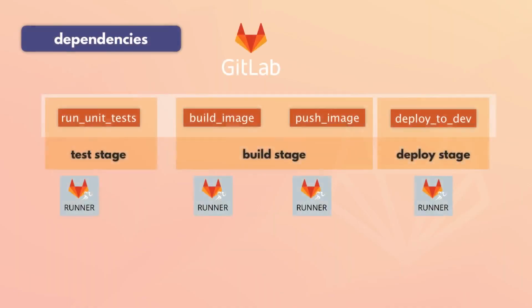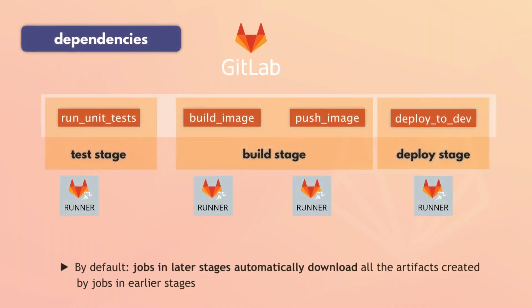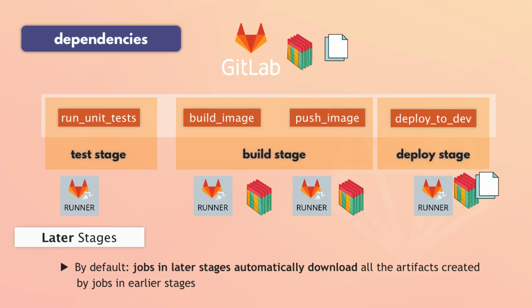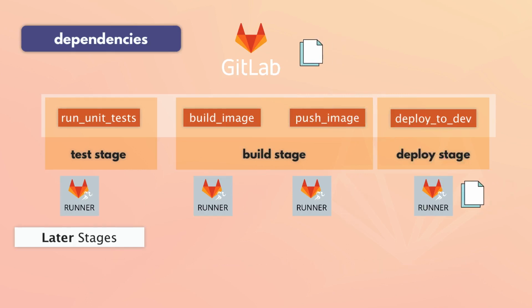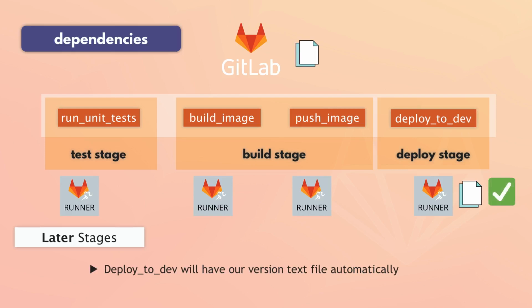Well, by default in GitLab, all the artifacts of the previous jobs will be automatically downloaded and made available for jobs in the next stages. This means if jobs in the test stage and build stage produce artifacts, all of these artifacts will be automatically downloaded and made available for all the jobs in the next stages. In our case, the next stage is the deploy stage. So the deploy to dev job will have these artifacts automatically. We won't need to do anything there. We can just simply read from it, assuming it is available.